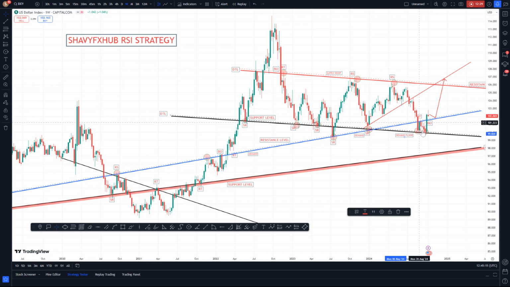Price returned and got rejected. A previous demand floor became a supply roof, and price sold off from this level to return to the demand floor again, took liquidity and broke the structure. So the previous supply roof has been broken, showing that buyers are going long. So a breakout of this structure indicates that price will move.